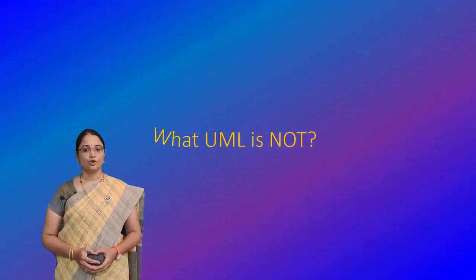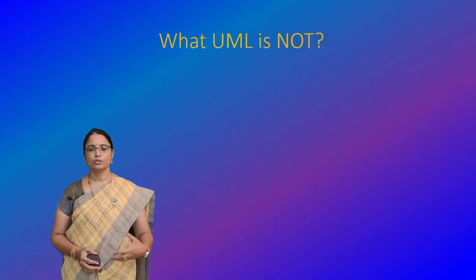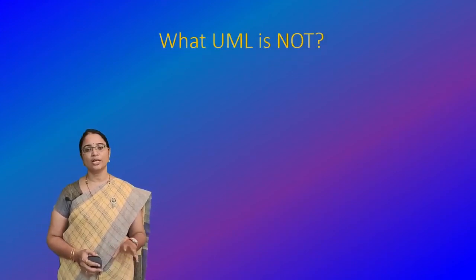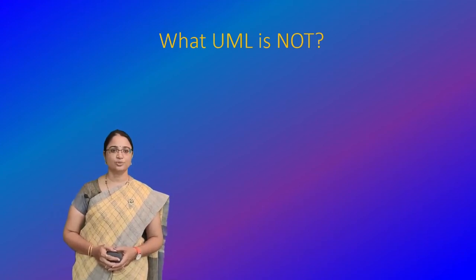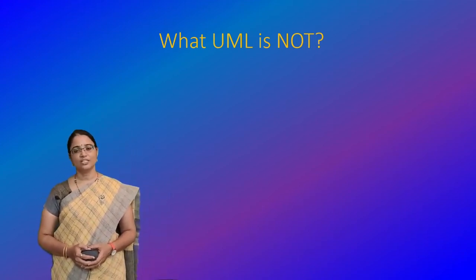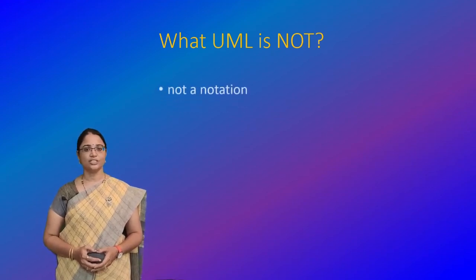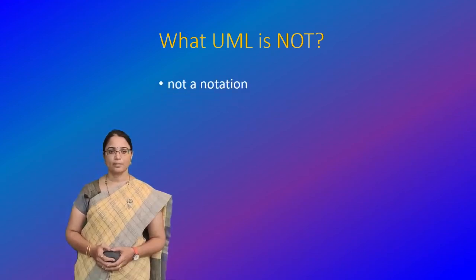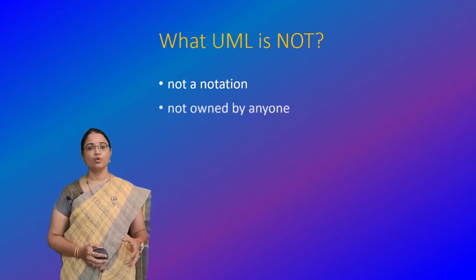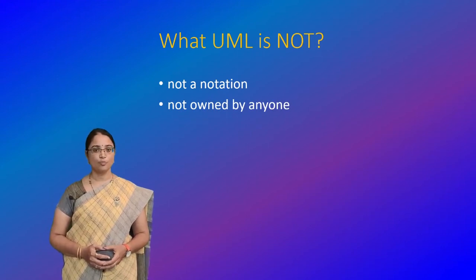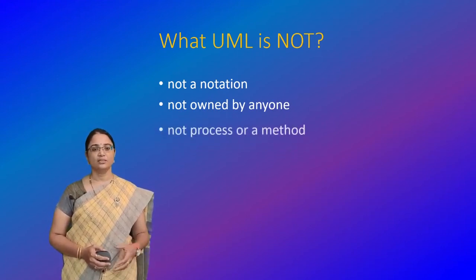Next one. What UML is not? It means what is not a UML. If we know what is not a UML, we will know what actually UML is. So let us see what UML is not. UML is not a notation. As I told you, UML is not a notation. It is a language. UML is not owned by anyone. It is open to be used by anyone who wishes to use it. It is not proprietary.